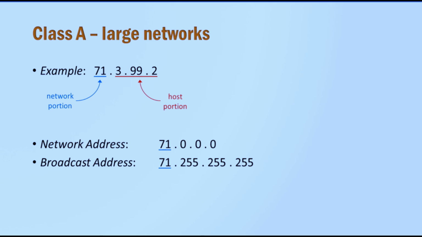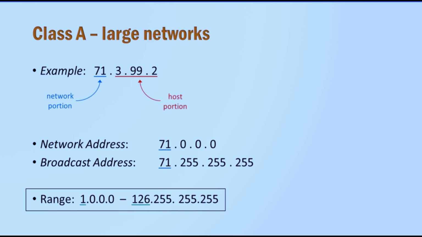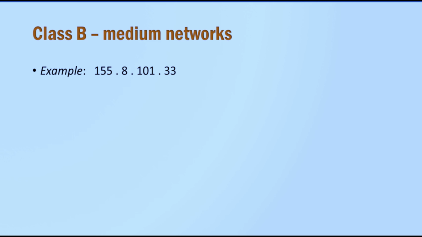Now, how do we actually know to which class a certain IP address or an IP range belongs? We determine that by looking at the first octet. So Class A addresses are somewhere in between 1.0.0.0 and 126.255.255.255. So if we have the first octet ranging from 1 to 126, we have ourselves a Class A IP address. Let's look at another example, this time from Class B.